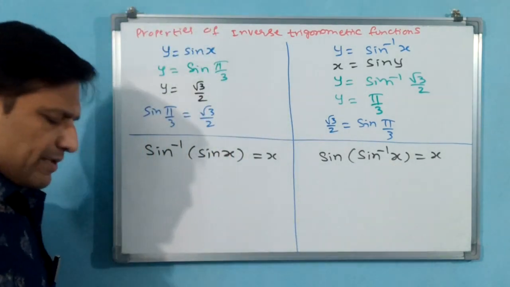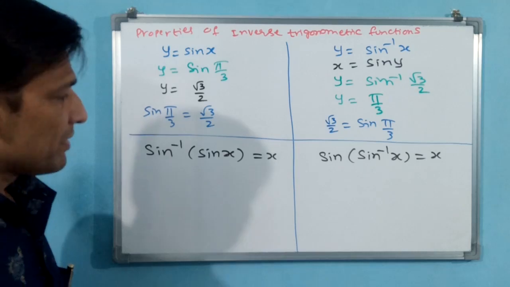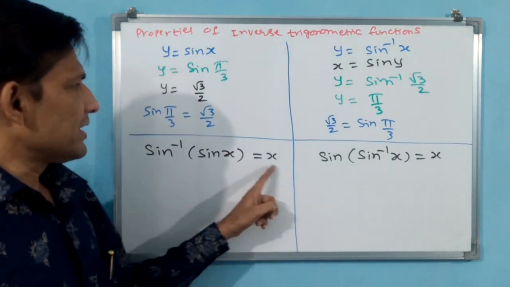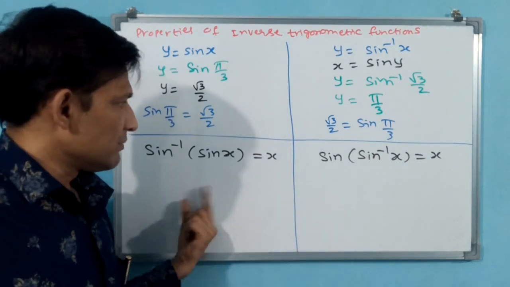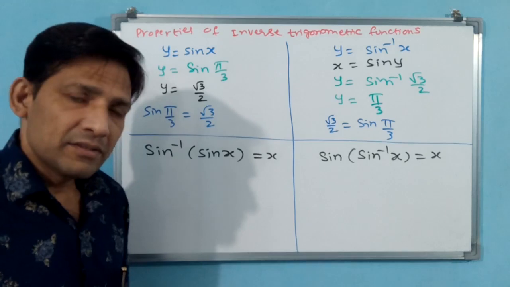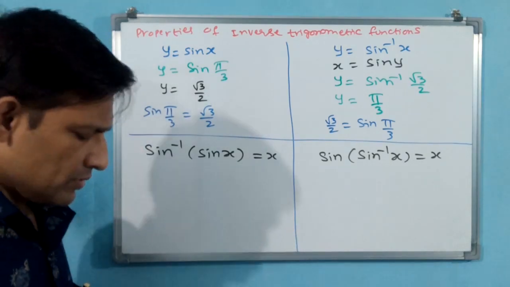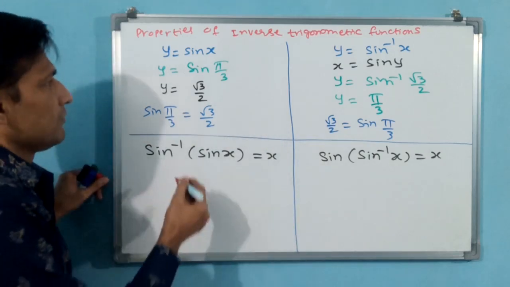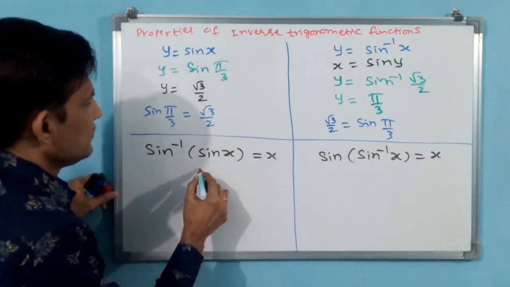See, I give one example. Why? Because here conditions are there. When this is also becoming x and this is also becoming x, does that mean sin inverse of sin x equals sin of sin inverse x? No. Why? Because I am going to show you how. Same thing like this only, you write like this.